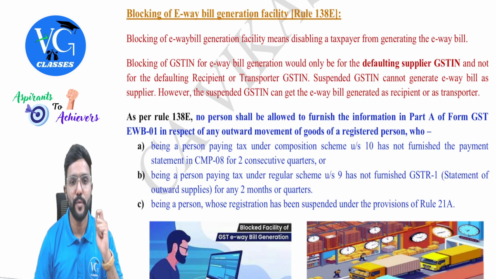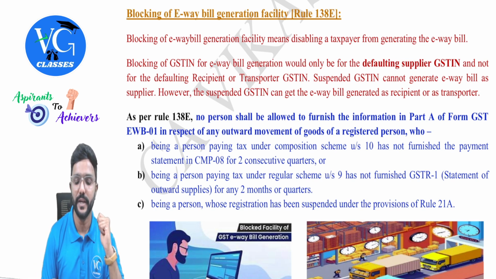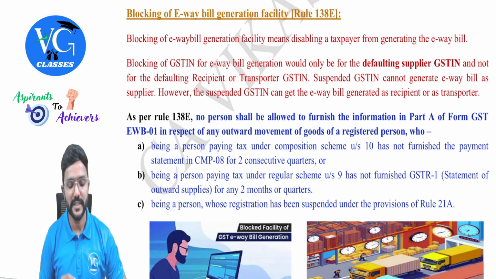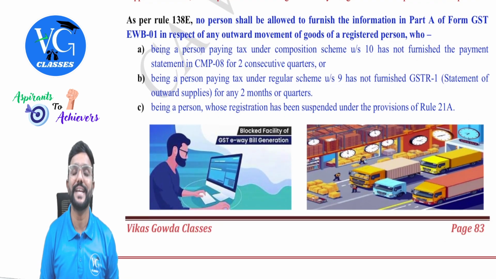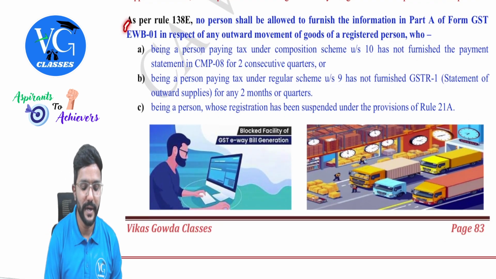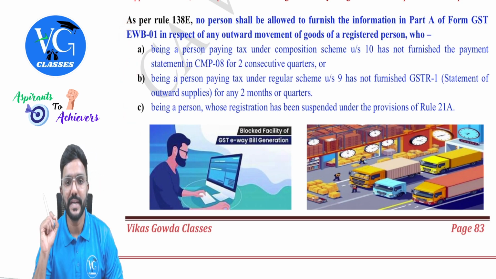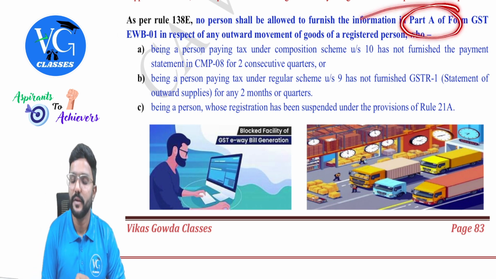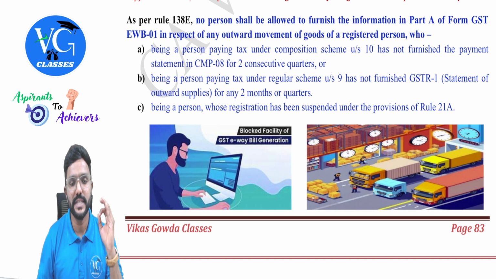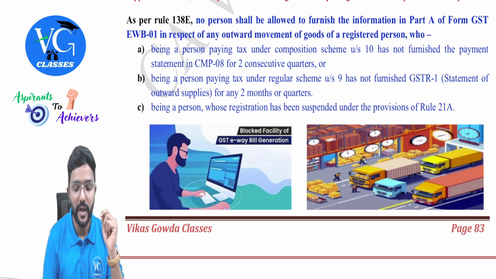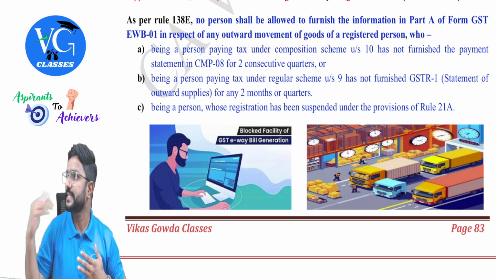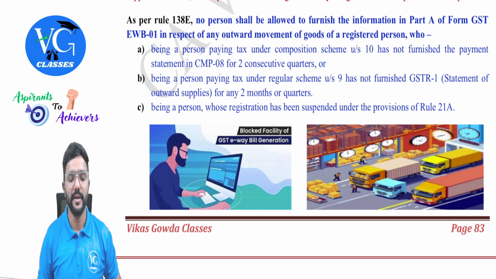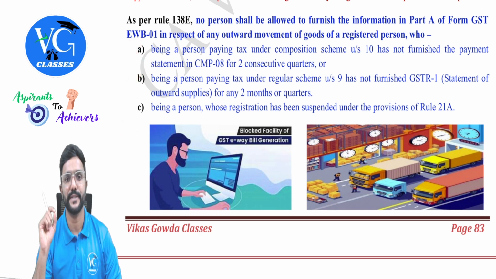Okay. Then blocking of e-way bill generation facility, Rule 138E. First, we will see when the GSTIN of a person will be blocked to generate e-way bill, guys. Okay, it is given here. As per Rule 138E, no person shall be allowed to furnish the information in Part A, that is goods details, of Form GST EWB-01 in respect of any outward movement of goods of a registered person. So, with respect to my sales, I cannot generate e-way bill if I am covered under any of these points.